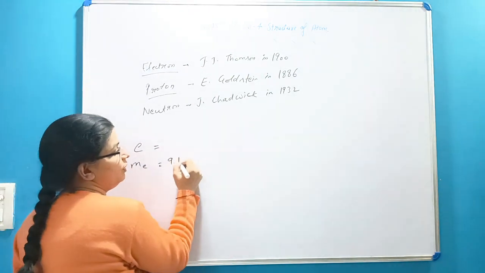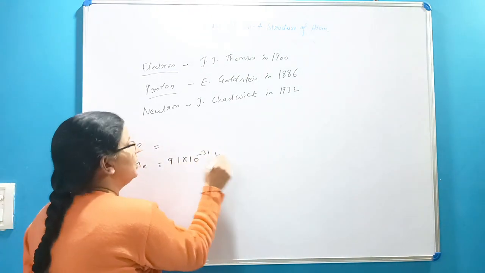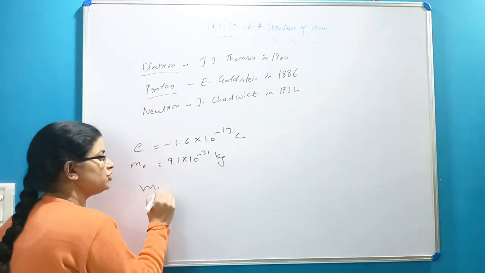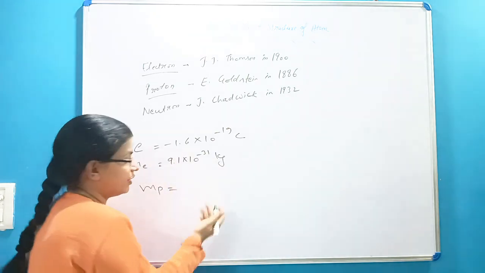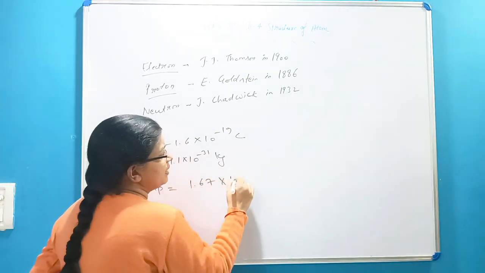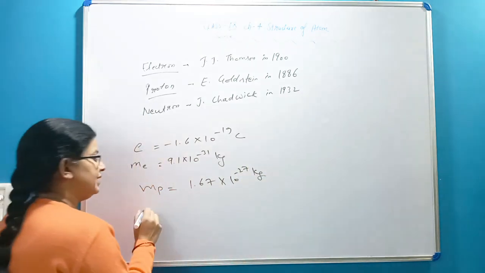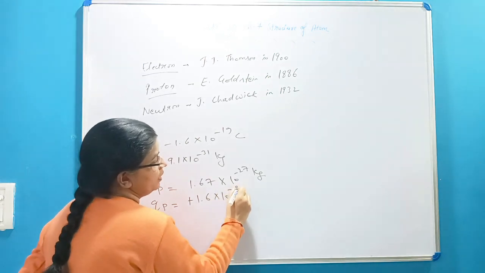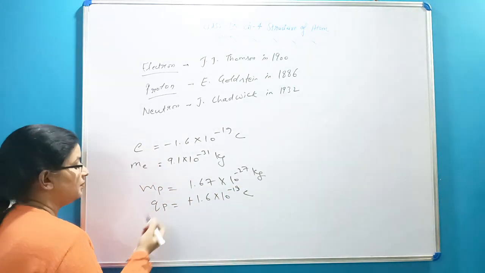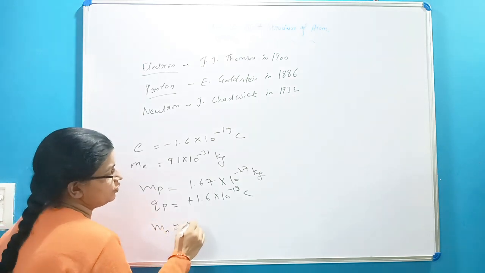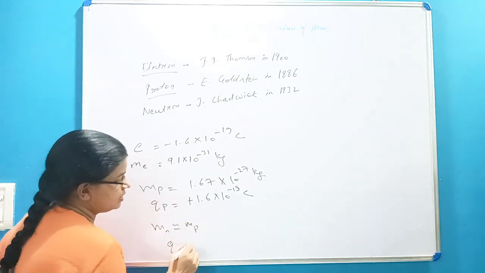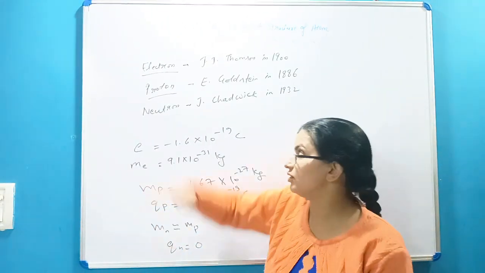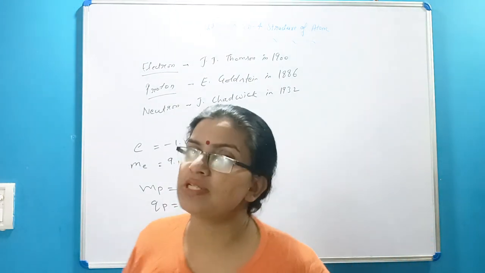Now the mass of electron and charge of electron. Mass of electron is 9.1 × 10⁻³¹ kg. Charge of electron is -1.6 × 10⁻¹⁹ coulomb. Mass of proton is 2000 times more than mass of electron. It is 1.67 × 10⁻²⁷ kg. And the charge of proton is positive of this much, equal and opposite to the charge of electron. The mass of neutron is nearly similar to mass of proton, and the charge of neutron is 0, because it is neutral, it doesn't have any charge. So these are basic information about the subatomic particles.